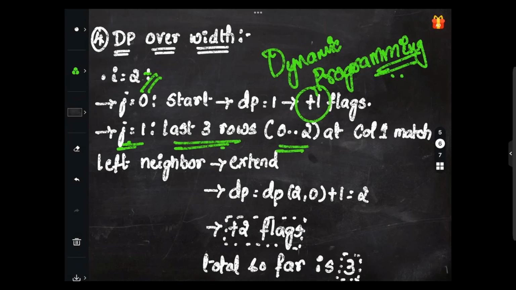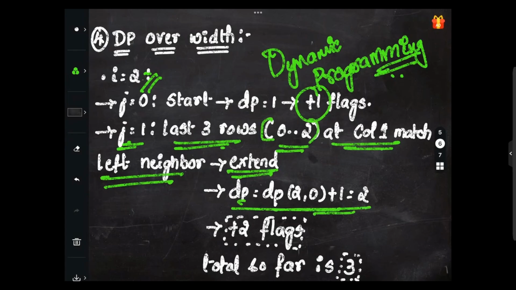So this one from 0 to 2, at column 1 match, so this one we will be extending. At column 1 match the left neighbor, so this one will be extending. dp equals dp of 2 comma 0, as we are going with the last 3 rows 0 to 2. So this one will be 2 comma 0 plus 1. So this one will be plus 2 flags, right? So total will be 2 plus 1, this one will be 3. So total will be 3 basically, right?